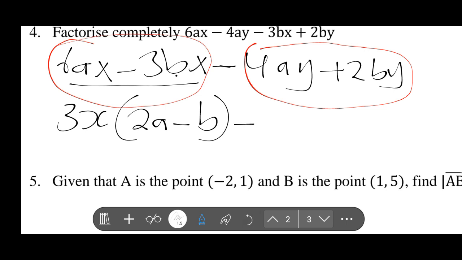And then this one we have minus 4ay plus 2by. What is the common factor in here? The common factor is 2y. So you write 2y, open bracket: 2y into 4ay, you remain with 2a; minus, because the negative and the positive is negative; then 2y into 2by, the answer is b. Okay, you close bracket.